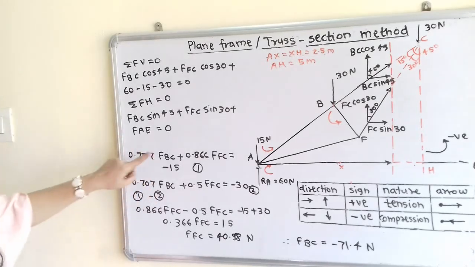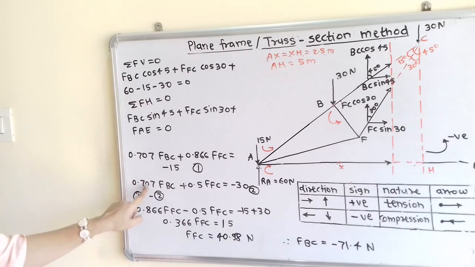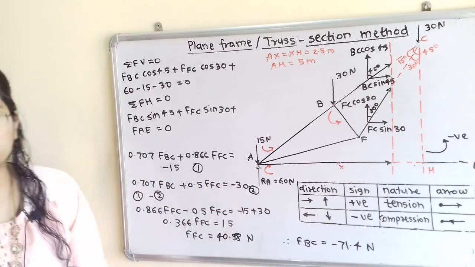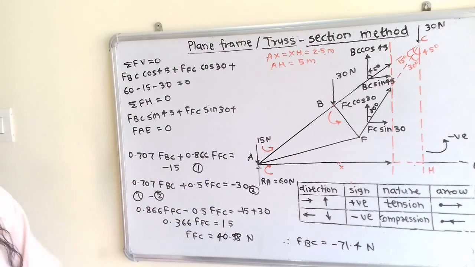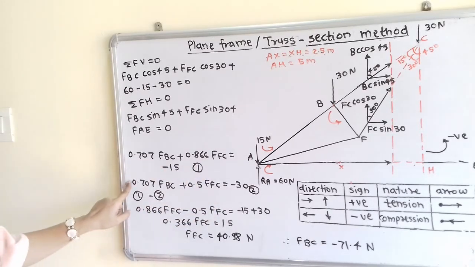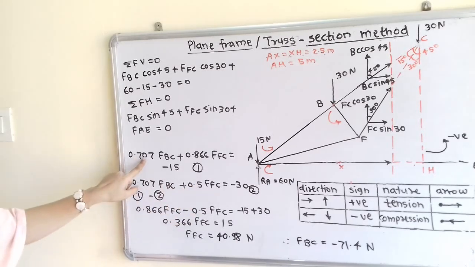Now if we observe, the coefficient of FBC is the same, plus 0.707 for both these equations. Now if I subtract equation number 2 from equation number 1, then this will become negative and this will also become negative. So this plus and minus will get cancelled.